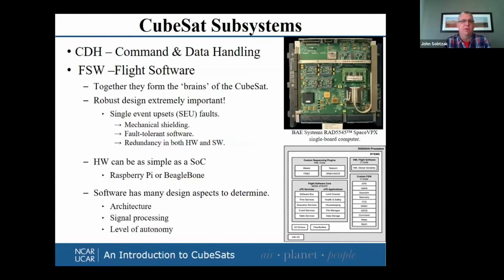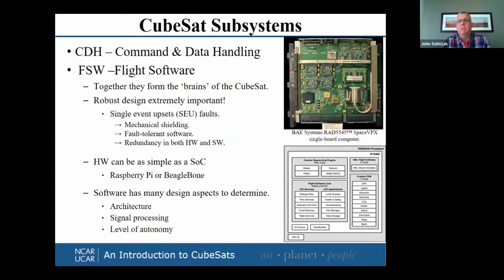A lot of this is done with redundancy in both hardware and software. The CubeSat could have two computers that keep checking with each other, and you have multiple copies of the software stored on flash drives. It's just a lot of redundancy in this system.